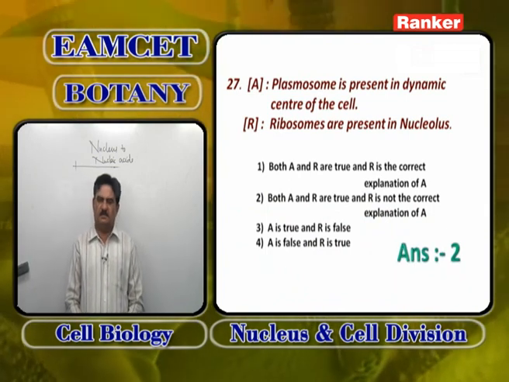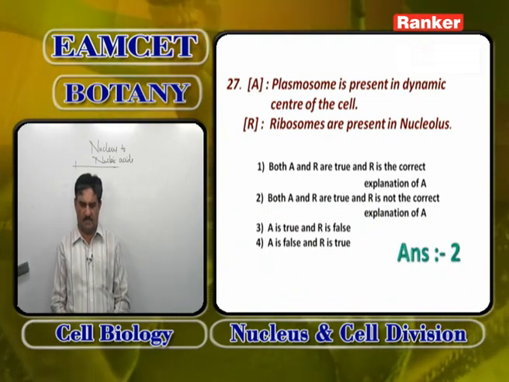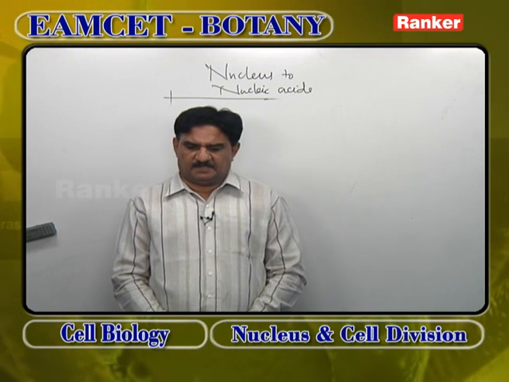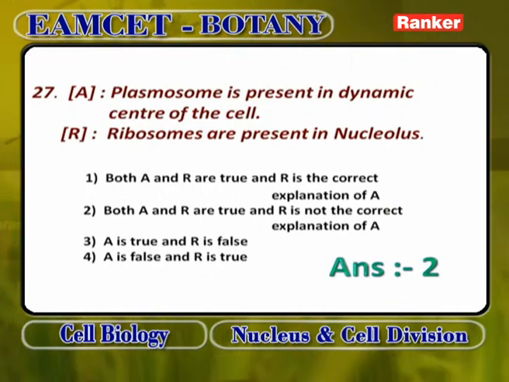Now, this is an assertion and reasoning question. Plasmosome is present in the dynamic center of the cell. The dynamic center of the cell is the nucleolus. Plasmosome is present in the dynamic center of the cell is correct. Plasmosome is the nucleolus. It is present in the dynamic center of the cell, that is the nucleus.